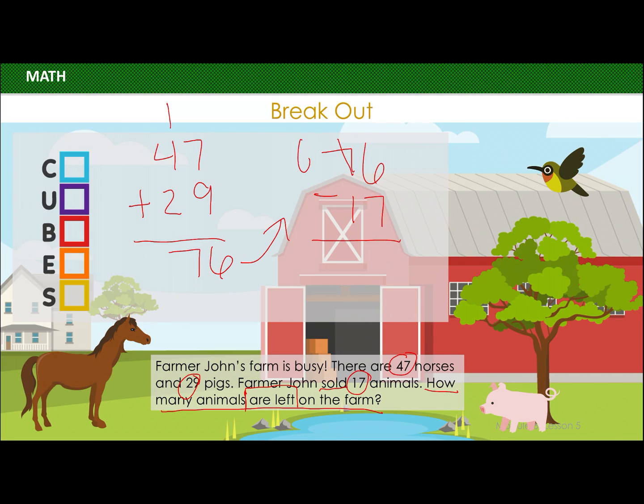But I can't subtract 7 from 6, so I need to regroup. So I take 1 away from my 10s, that becomes a 6. And I add that 10 onto my 1s, so I now have 16 instead of 6. So I'm now doing 16 minus 7, which is 9. And 6 minus 1, which is 5. So my answer now is 59 animals. I have 59 animals left on the farm.